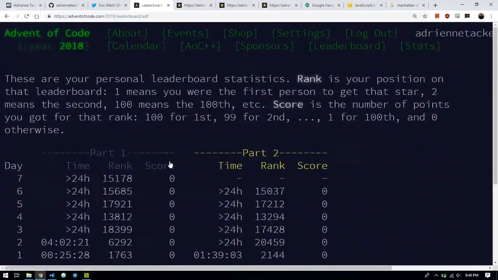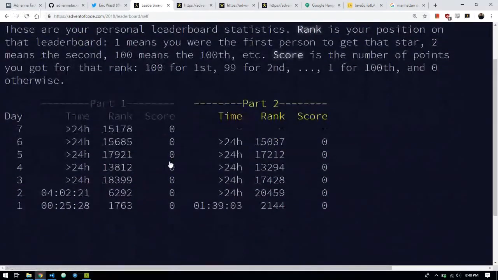Let's see what my personal stats are. That's how long it took me. Over 24 hours, because I probably started them after I came home from work the next day.